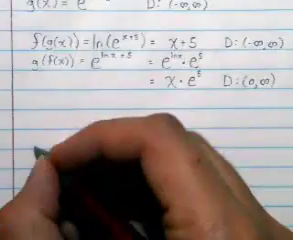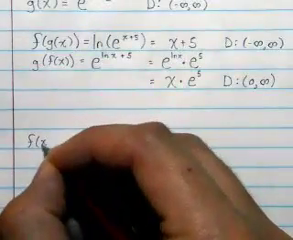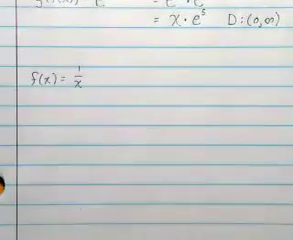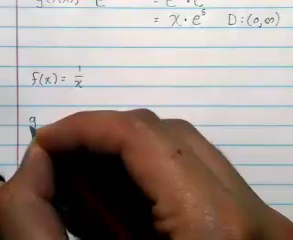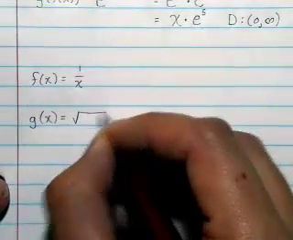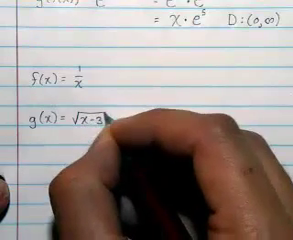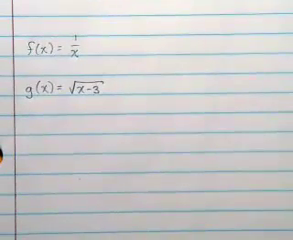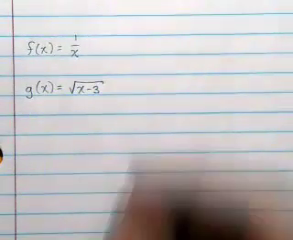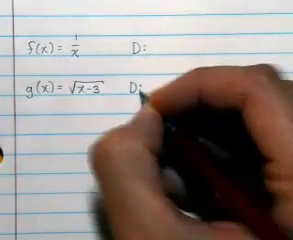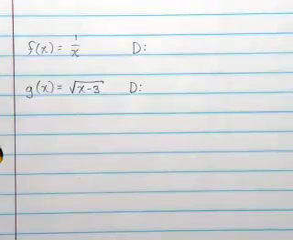So we'll do the reciprocal function this time. f of x equals 1 over x. And then g of x equals maybe like the square root of x minus 3, let's say. Those are the two we'll work with. Each one of these has got its own domain issue going on, right? One involves a division issue, one involves a square root issue.